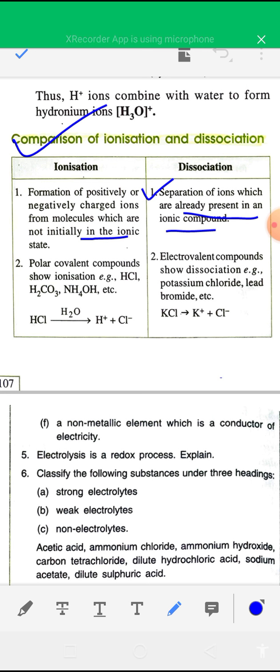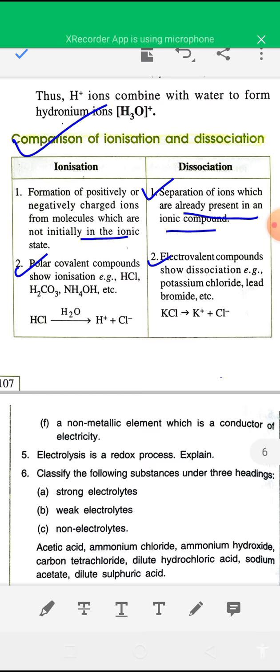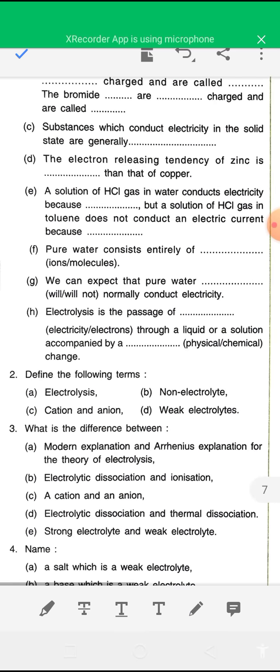Polar covalent compounds show ionization, that is HCl, H2CO3, NH4OH. These are polar covalent compounds that show ionization. And electrovalent compounds show dissociation, like KCl dissociates into K+ and Cl-.